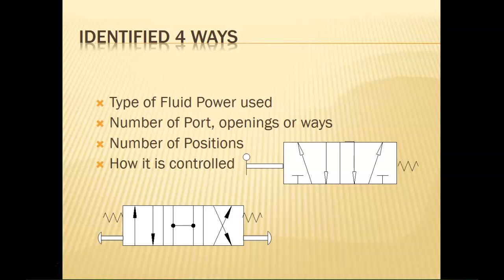Looking at this one, I still have only 5 ports. I've got 2 of these that are blocked off, and then I've got these 2 and this one. These 2 ports right here are not technically ports that air will come out of, because these ports right here are how we move the actuator inside this. Okay?